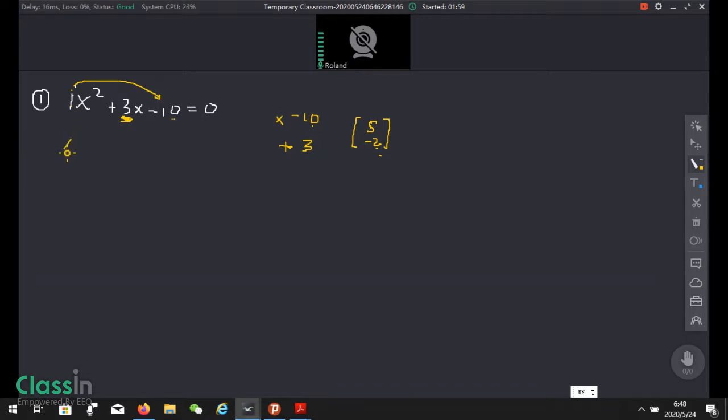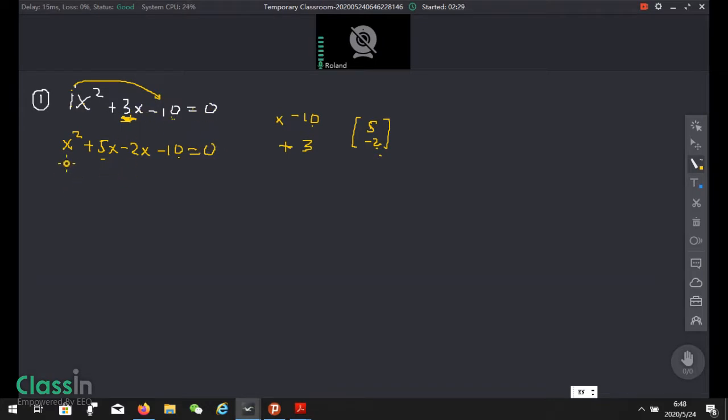So this will give us x squared plus 5x minus 2x minus 10 equals 0. It doesn't matter which one comes first. We can see these two equations are the same because this is x squared, this is x squared, this is 3x, and 5x minus 2x is also 3x. Negative 10 equals 0. So these two are the same.